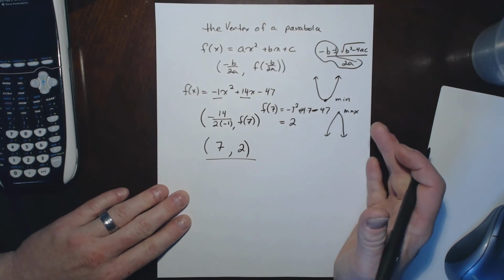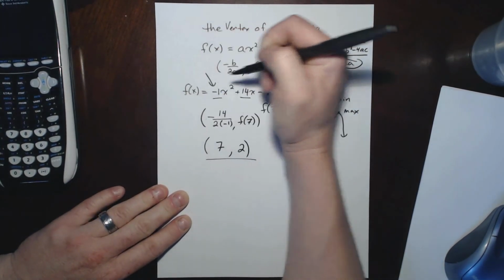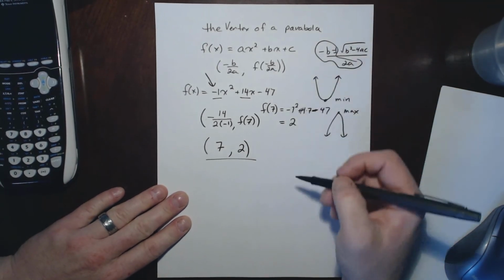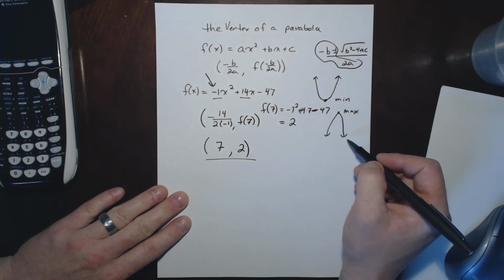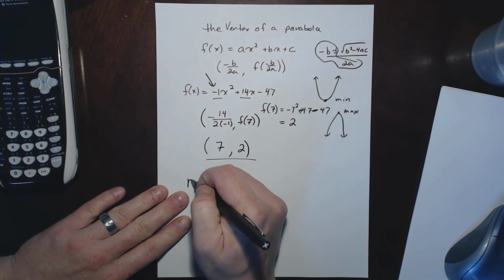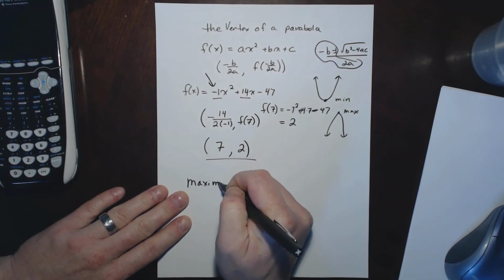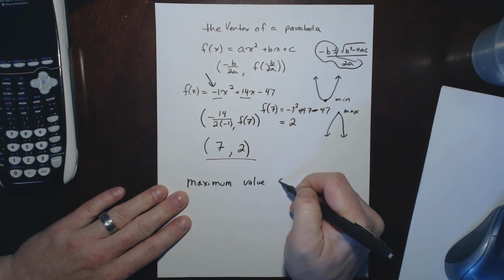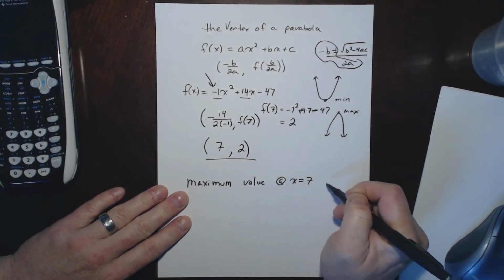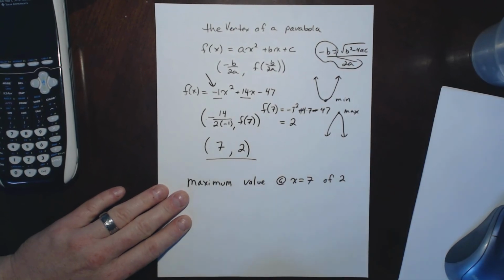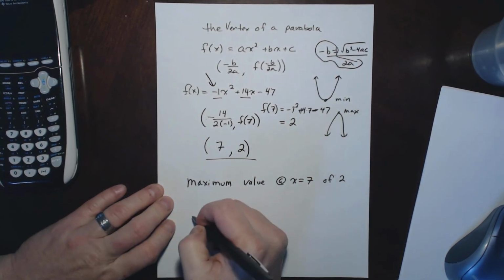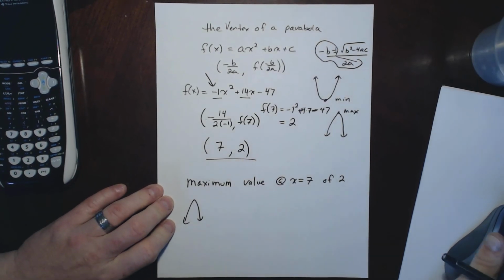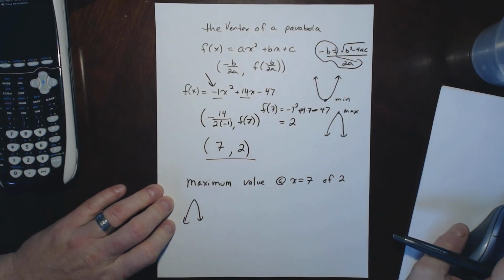Now, one thing that I do know is that my value of a here is negative. And since it's negative, I know that my parabola is going to be facing down. So I have a maximum value at x equals 7 of 2. My parabola faces down, and that is how to find the vertex of a parabola.